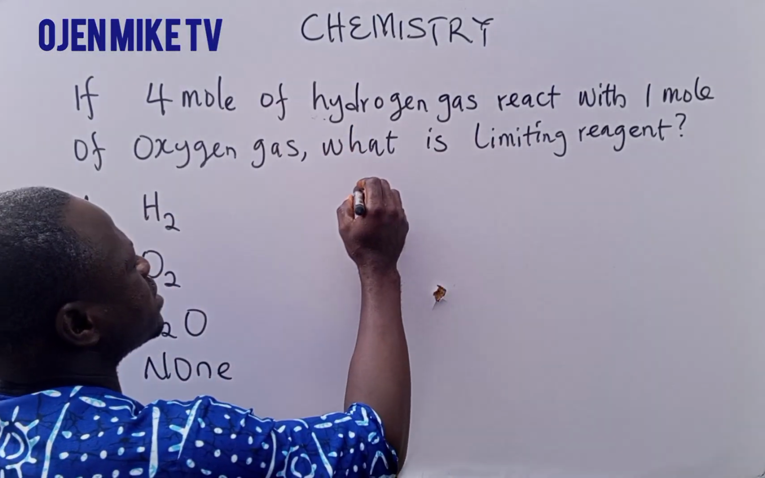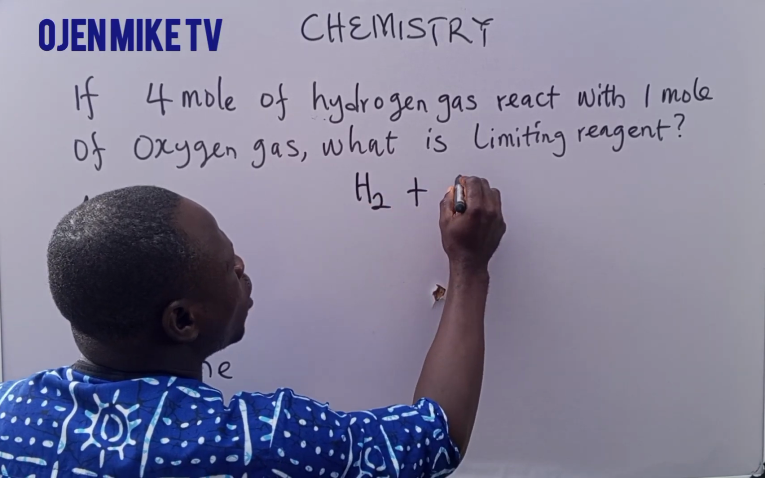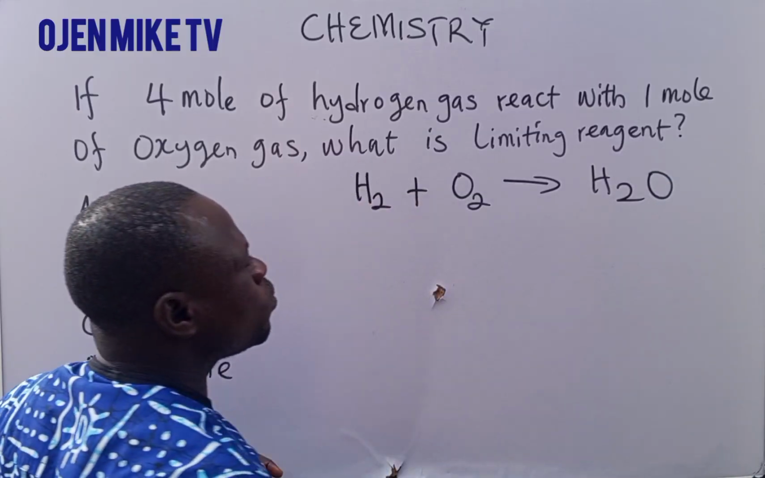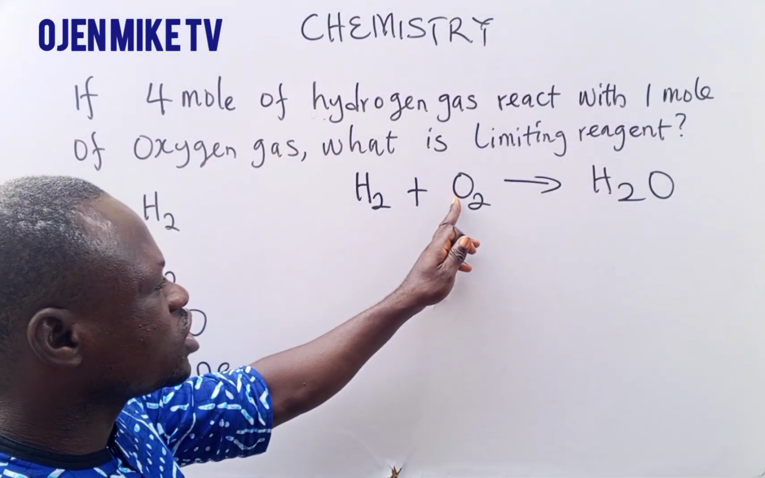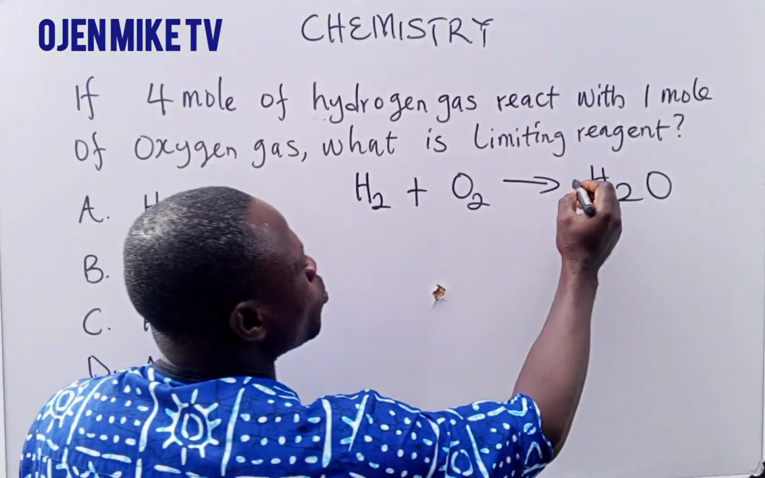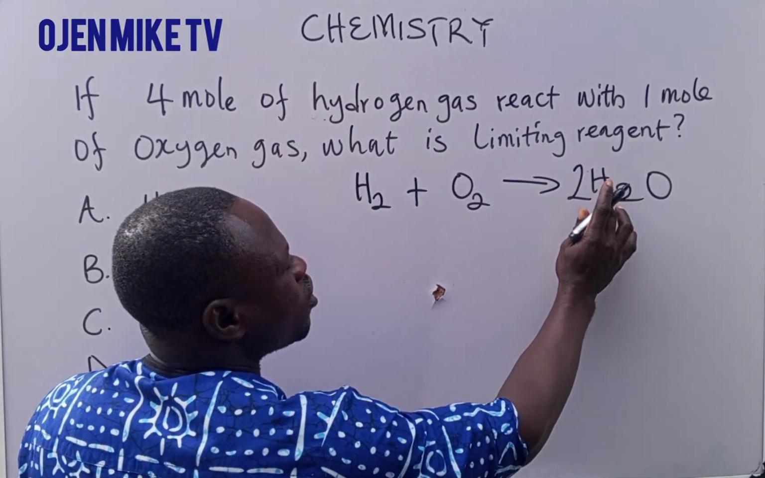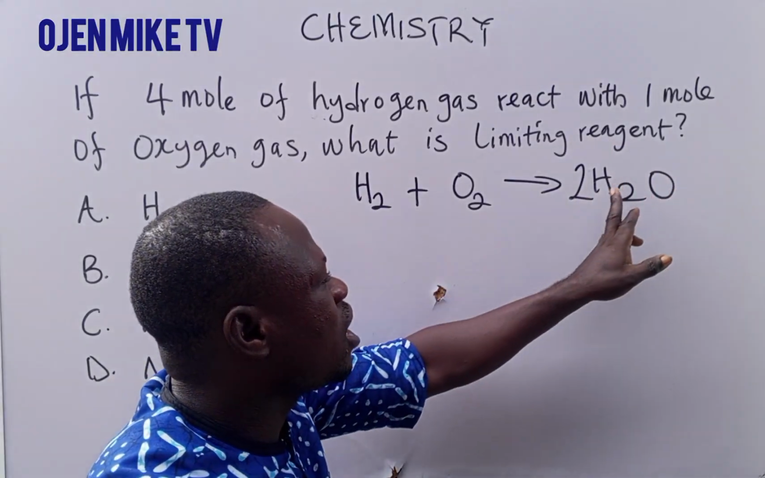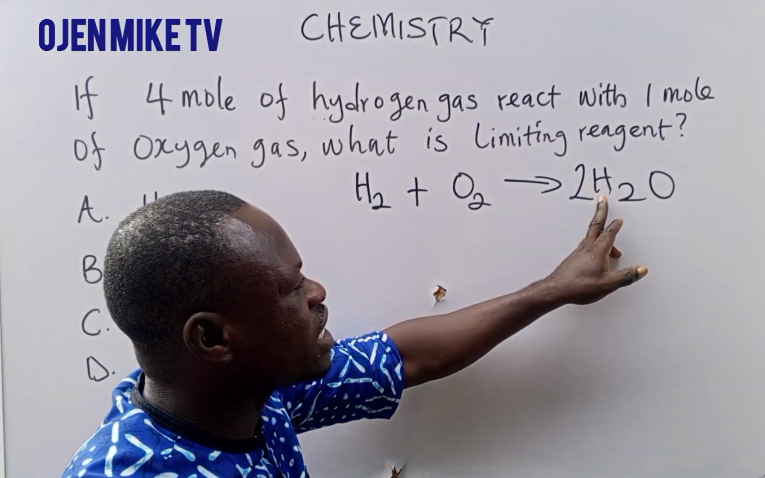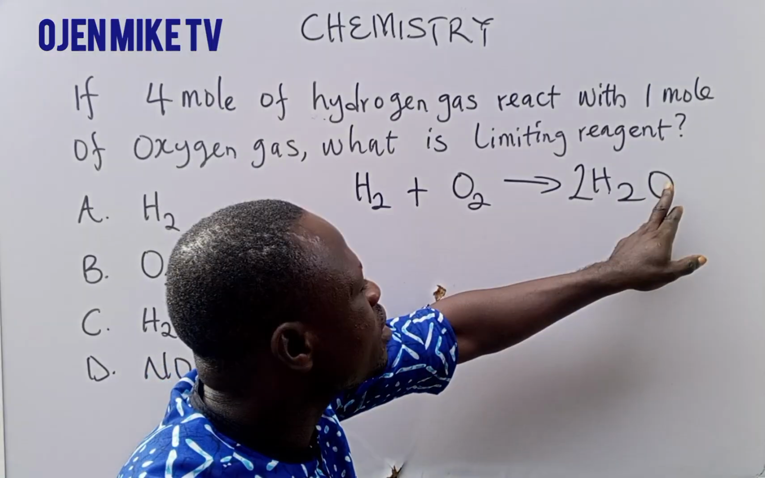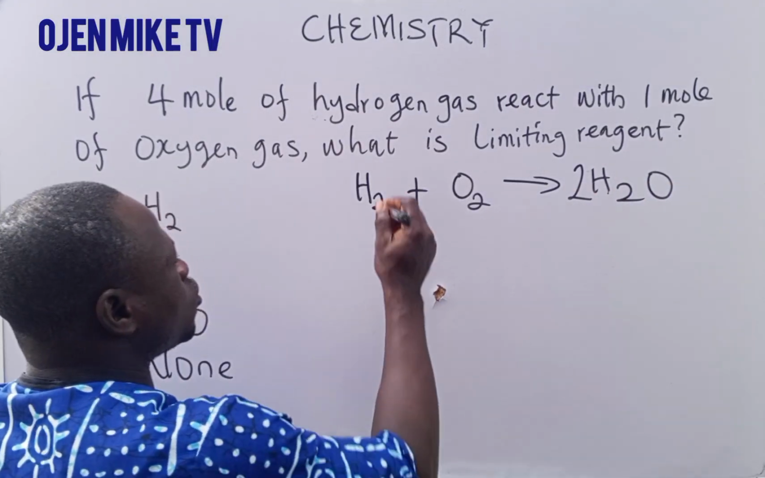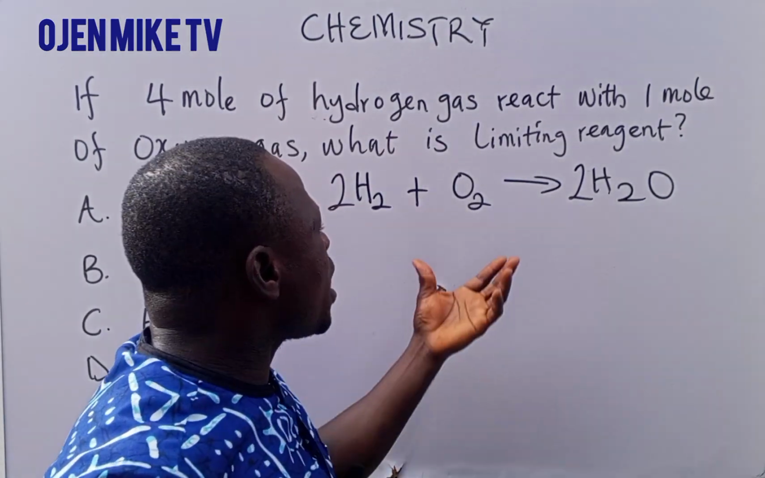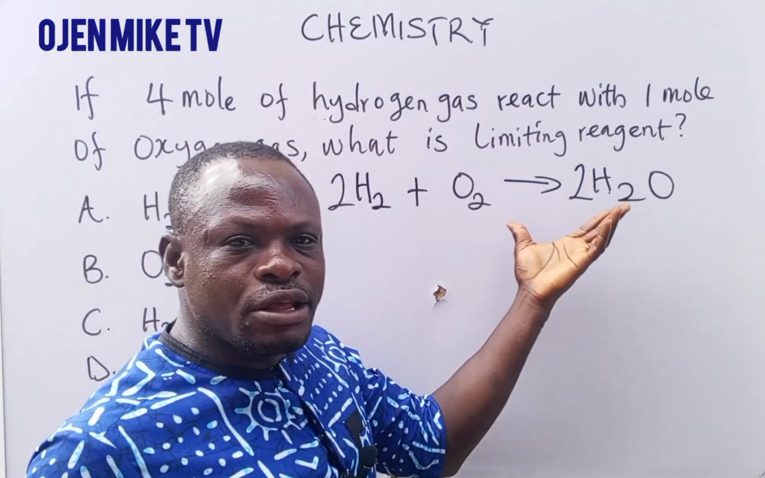Hydrogen gas reacts with oxygen gas to produce water, H2O. We need to balance this equation. Oxygen here has 2 atoms, so we need to put a 2 here. Of course, this 2 that we are putting here affects the entire element. So hydrogen now has 4 atoms, while oxygen has 1, so we are going to add 2 here. Do you get that?